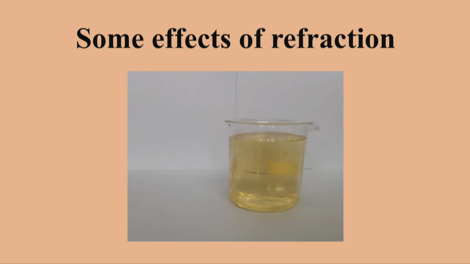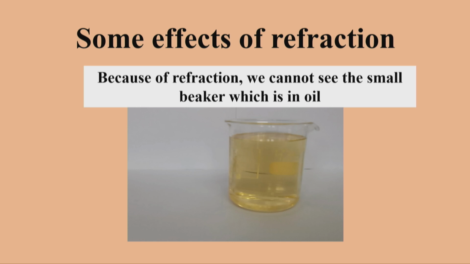The light moving from the small beaker into the oil and then through the large beaker into air changes direction so that the small beaker becomes invisible. So because of refraction, we cannot see the small beaker which is in oil.